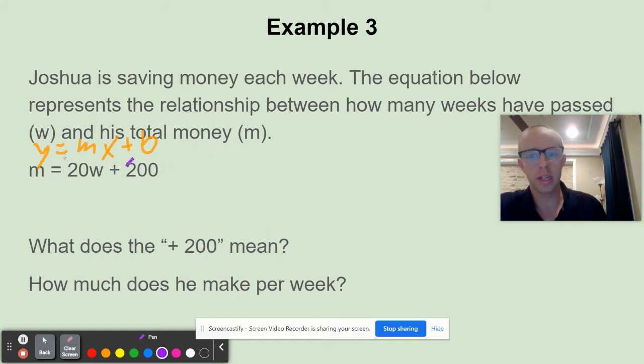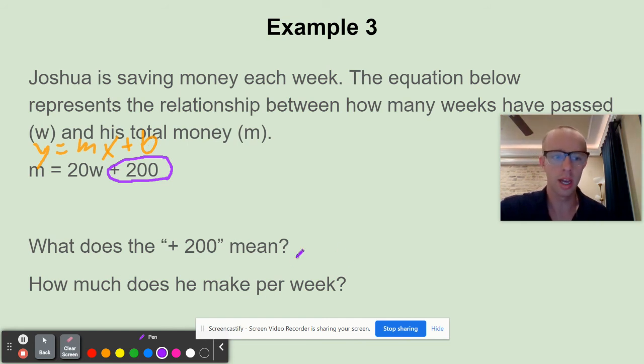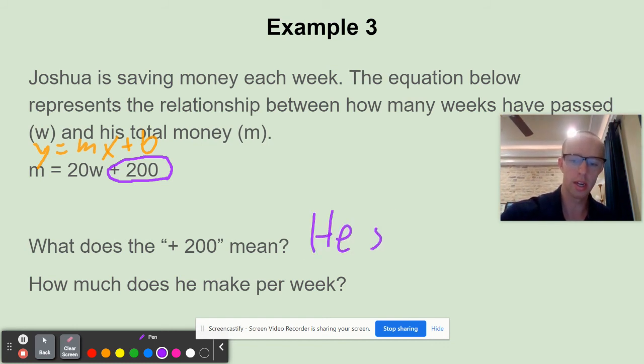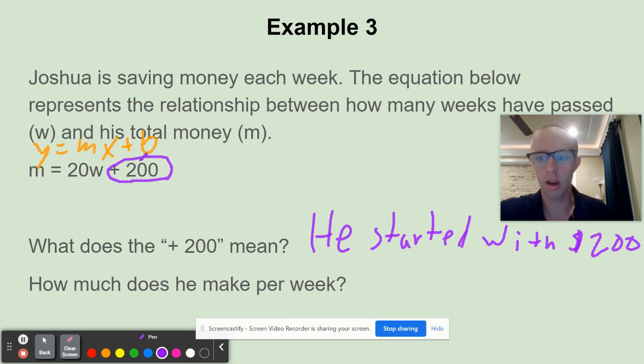Well, so this equation is about how many weeks have gone by and how much money he has. But this plus 200 is in the beginning position, right? It's in the B beginning place. So I know that he actually began with $200. I'm going to say he started with 200, right? That makes sense. He began with it. It's in the B place. There's a plus 200. Doesn't matter how many weeks he works. He has $200. Now the next part says how much money does he earn per week?